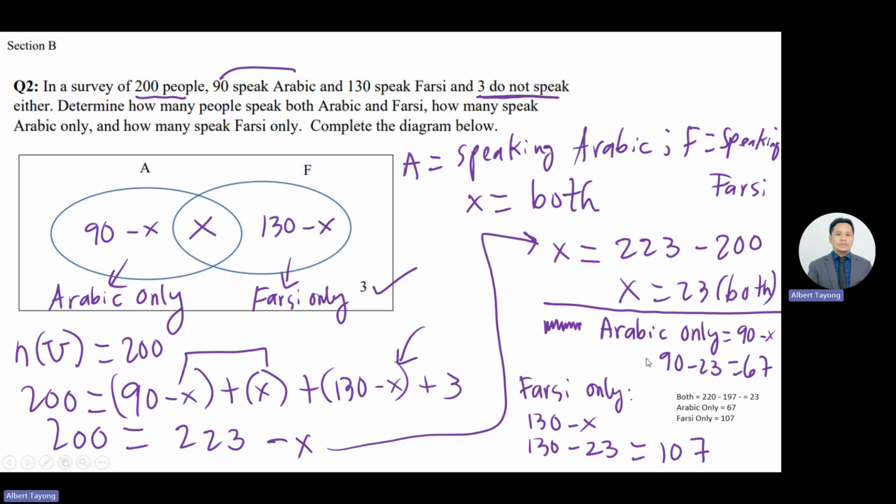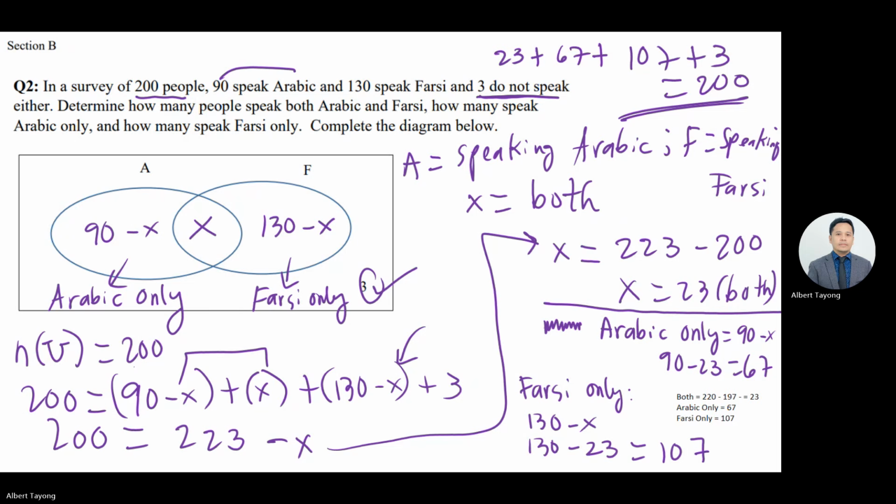Number of people who speak Arabic only is 67. And number of people who speak Farsi only is 107. Right? So that's it. You can check your answer by adding all: this is both 23, plus Arabic only 67, plus 107, plus 3. These are the people outside, equals 200. Okay. So it means that all our answers are correct.